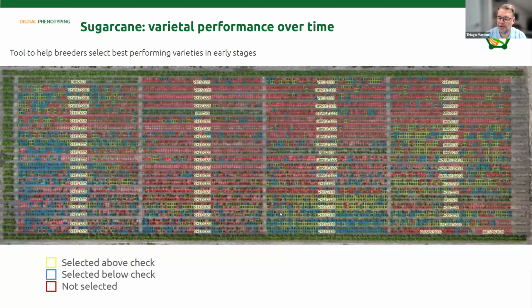And signal that to the breeder, say, hey, go take a look at these guys because they are worth looking at, because they're performing better than the check. Okay, so the breeder can already go to the field with a better trained eye and look at what is really important. You don't need to be looking at the entire field.